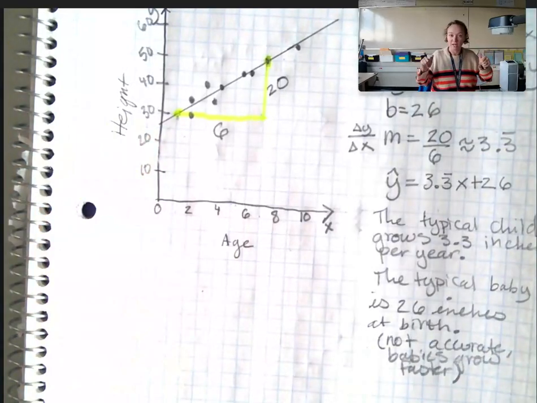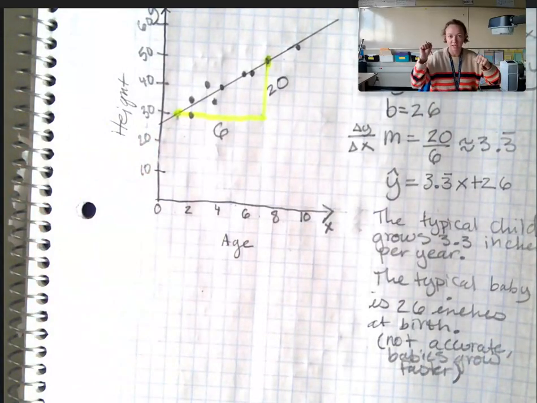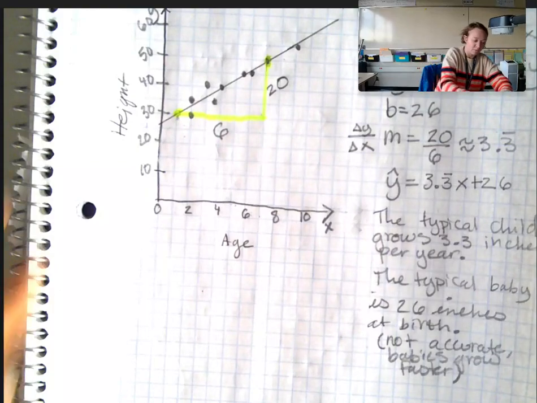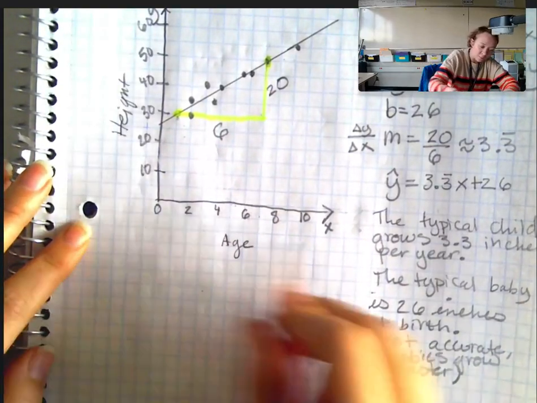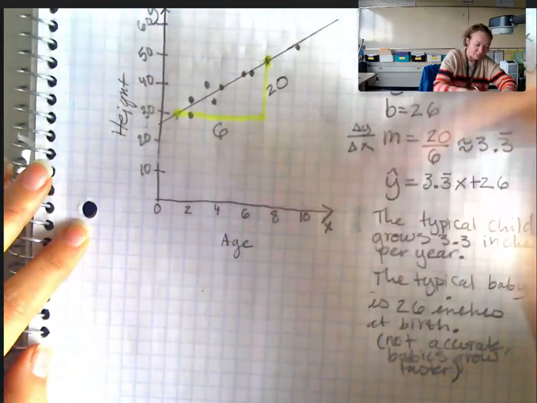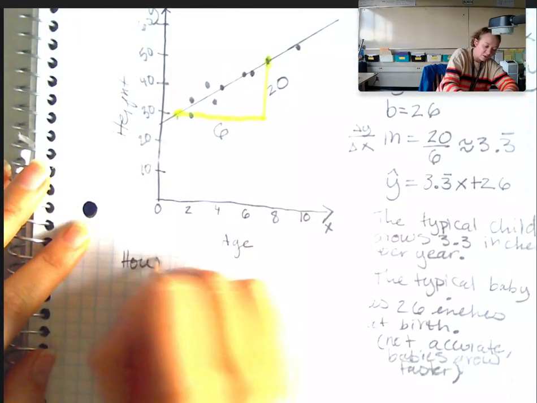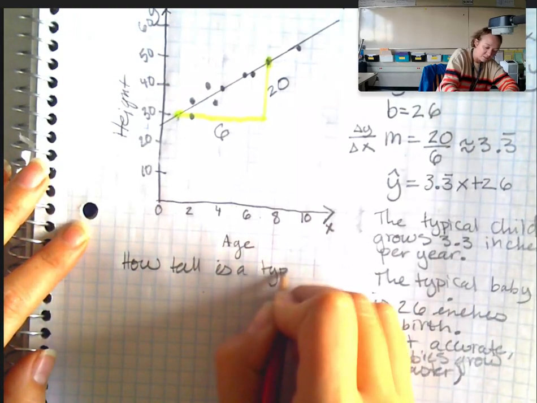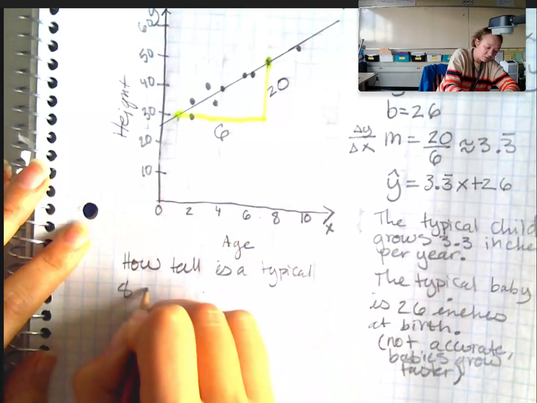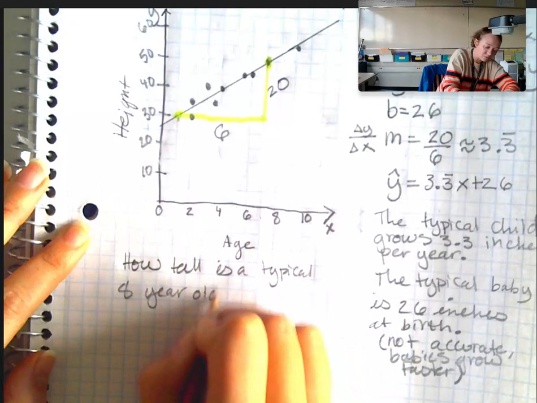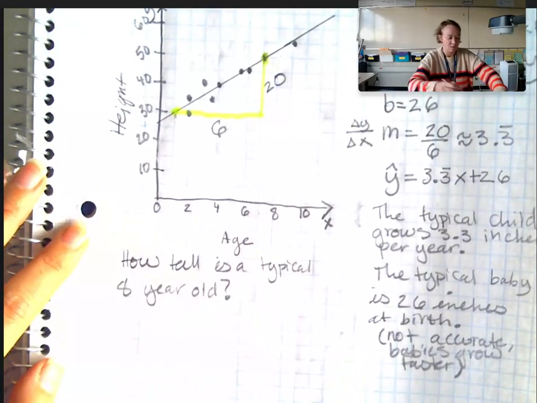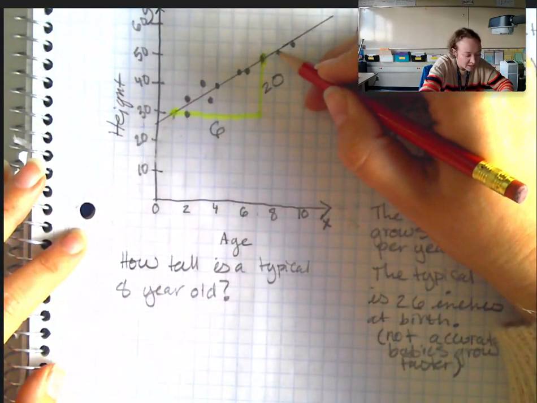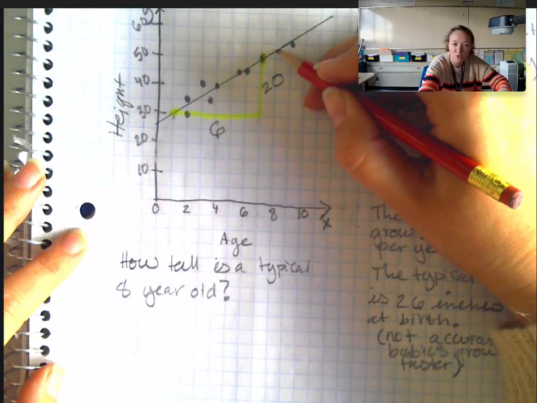Okay, the other thing you might have to do other than interpreting the y-intercept and the slope is that you might be asked to make a prediction. So we'll notice that I don't have any 8-year-olds in my data set. How tall is a typical 8-year-old for this data set? So you could look at the graph and you could go up and be like, looks like, I don't know, 52 or something.